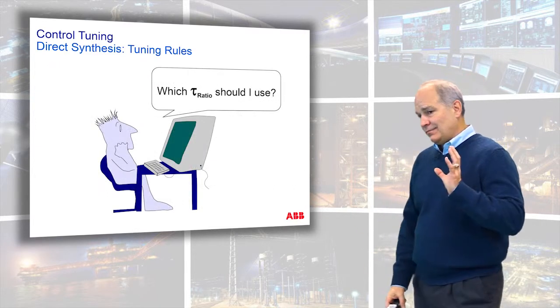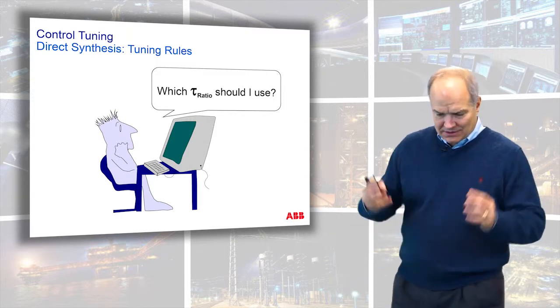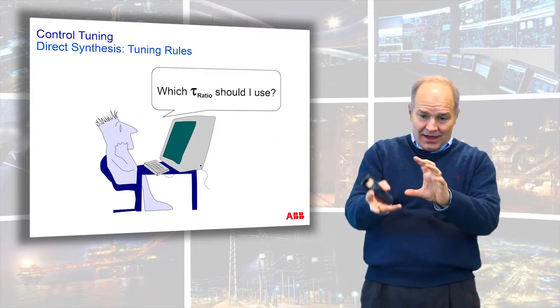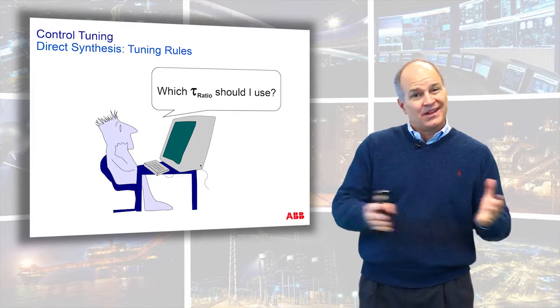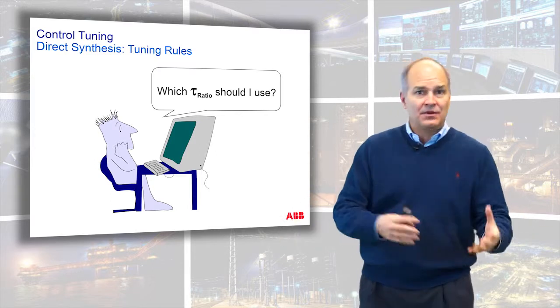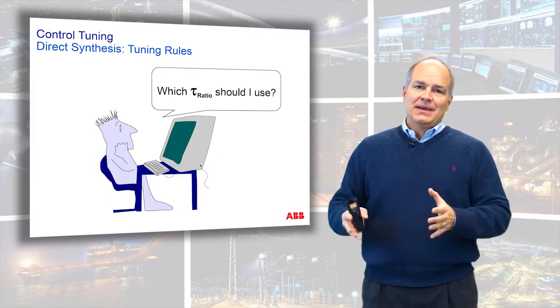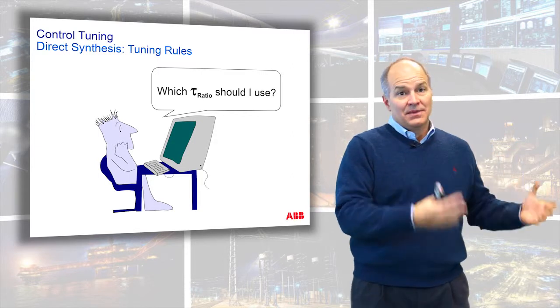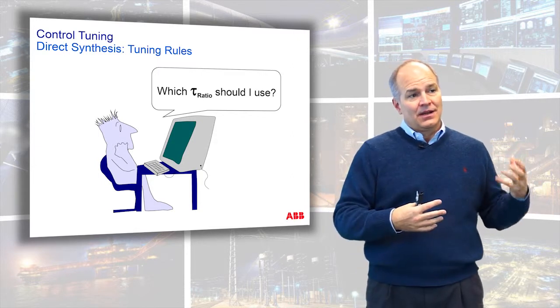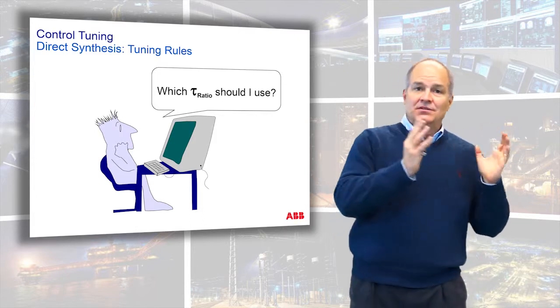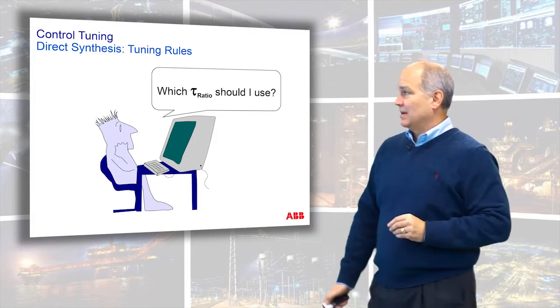Now, what tau ratio should I use? That's the question. It's like, well, this is great. I have a knob now that I can spin, but how do I know? Should I go fast? Should I go slow? What do we do? This goes back to when we talked about model mismatch. You need to calibrate your tau ratio to your model mismatch, and that's what we're going to talk about here.